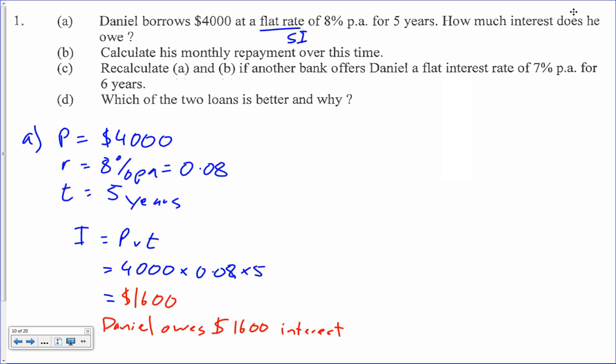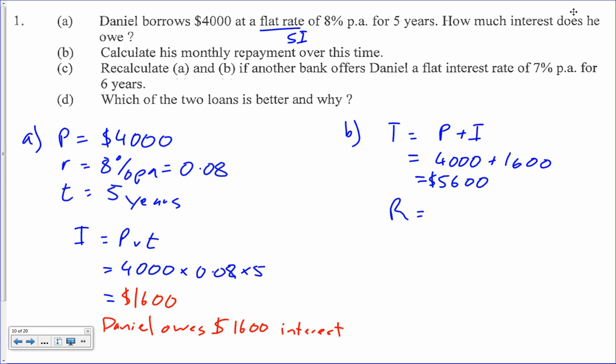Part B calculates monthly repayments over that time. So B talks about monthly repayments. So we need our total amount. So total equals our principal plus our interest. So it's going to be equal to 4,000 plus 1,600. So it's going to be 5,600. So repayments are going to be equal to total divided by time. Now n equals 5 years times 12 months.